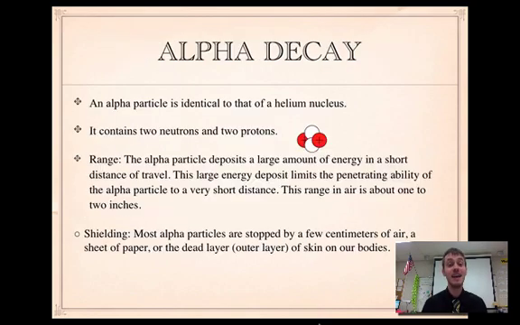Okay, so alpha decay. An alpha particle is identical to a helium nucleus. If you look at your periodic table, you can see that a helium nucleus has 2 protons and 2 neutrons, so you have 4 total nucleons. Kind of just talking about the range, alpha particles aren't very energetic. They have the least energy out of all of the different types of particles that we're going to emit. So they can't penetrate nearly as much.